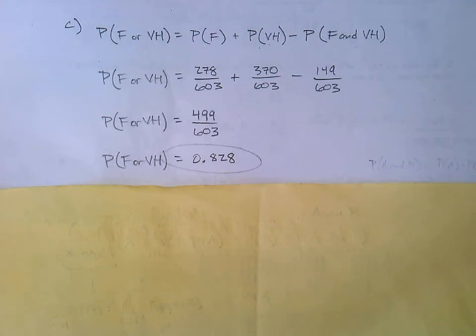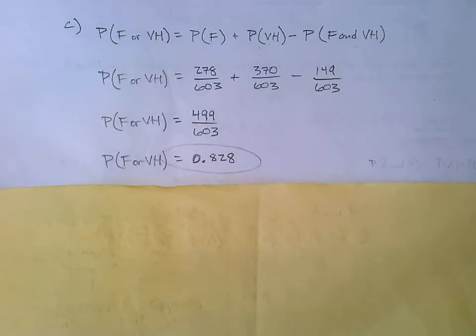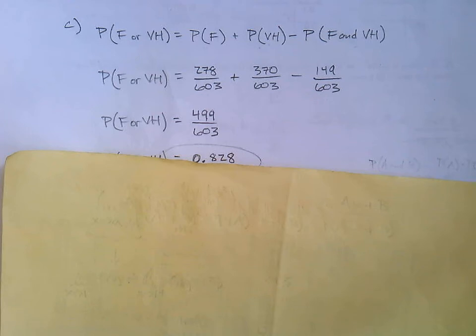Which in this one gives a final answer of 0.828 when you round. Okay. So say they go in and they just randomly select one person who took this, chances of them being female or very happy or both, 0.828.